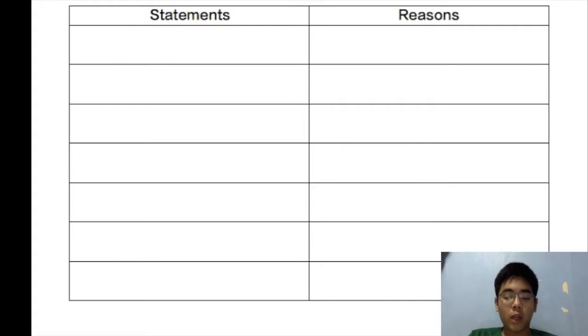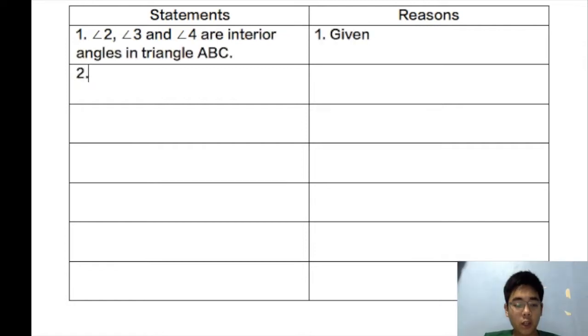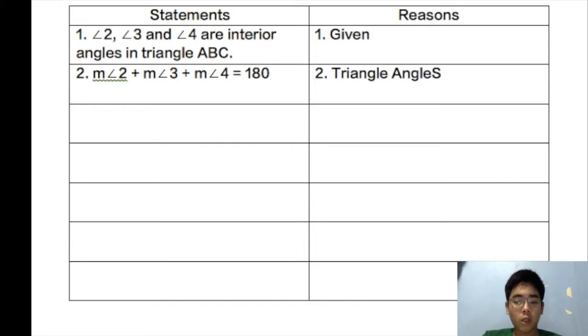Our first statement will be that angles 2, 3, and 4 are all interior angles of ABC, with our reason being that it's given. Our second statement will be that the measure of angle 2 plus the measure of angle 3 plus the measure of angle 4 is equal to 180. This is because of the triangle angle sum theorem, where it states that the sum of all the measures of the interior angles in a triangle is equal to 180.